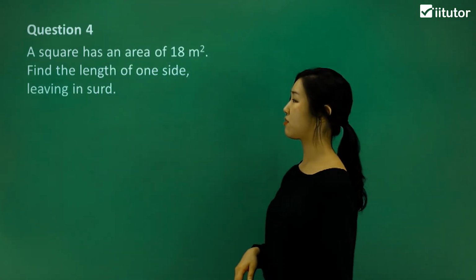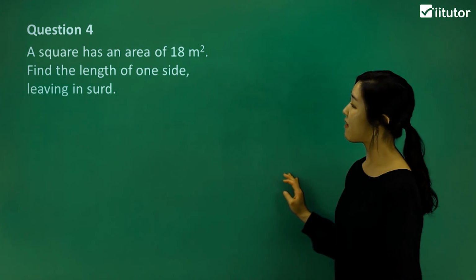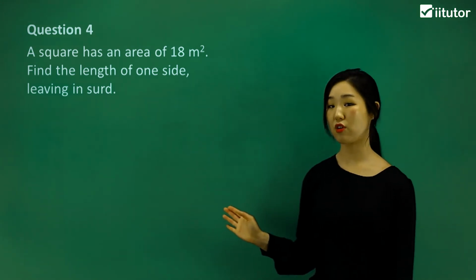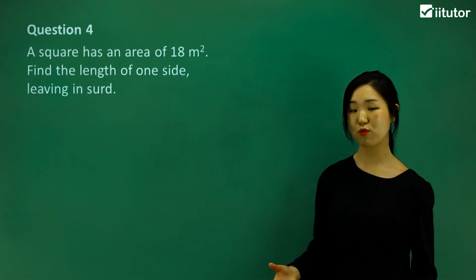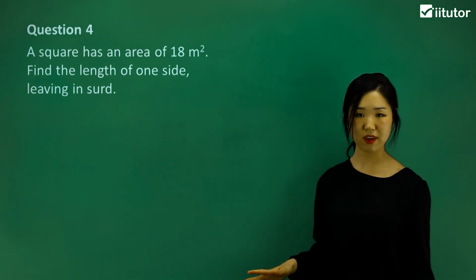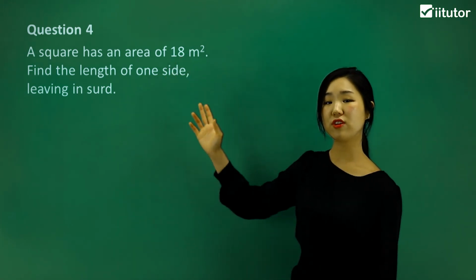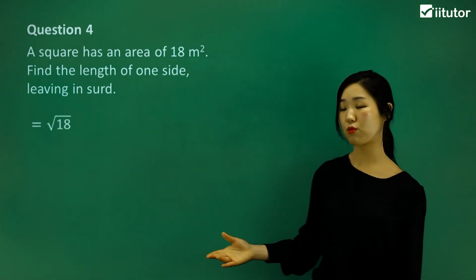Alright, let's move on to question 4. A square has an area of 18 meters squared. Find the length of one side, leaving in surd form. So we've got to leave it in surd form, which means exact form. So we don't need our calculator here. Now, again, 18 is not a square number, so to get one side, we have to square root it.